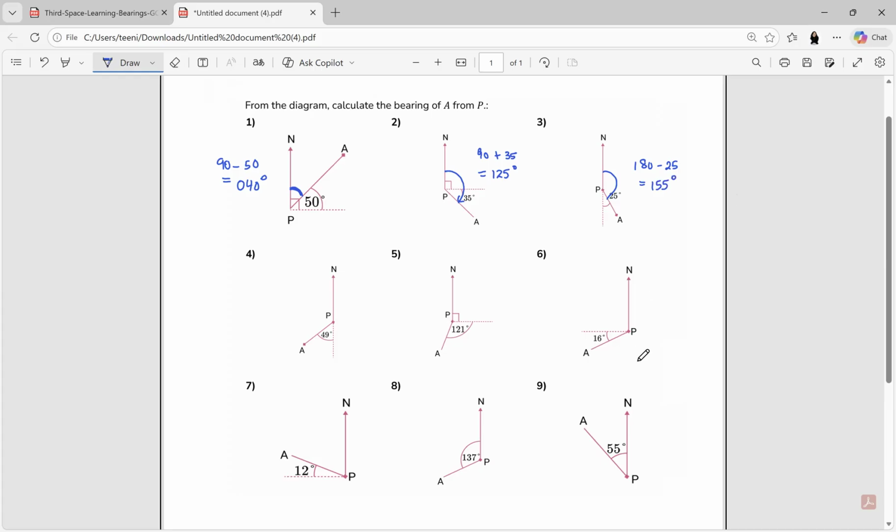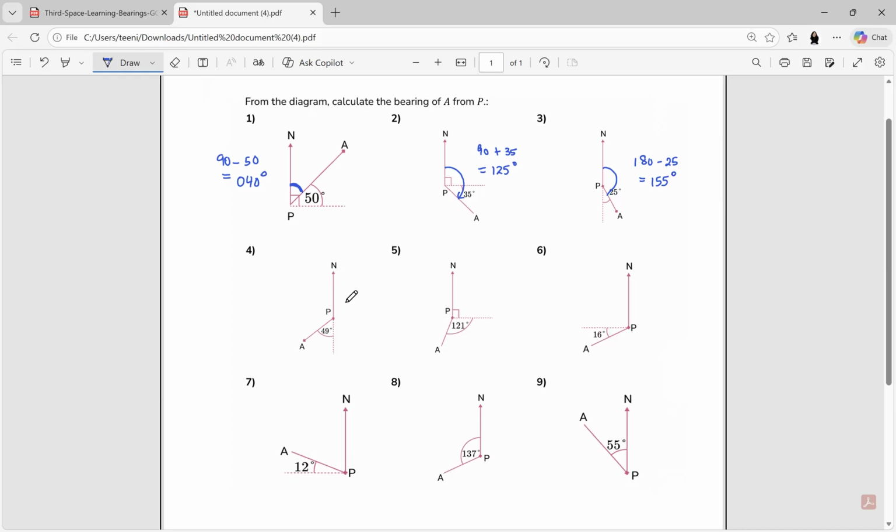Good. So at this point, I want you all to do questions 4 to 9 for me. Please draw the diagram, and on your diagram, use a different color to show me where your bearing is.